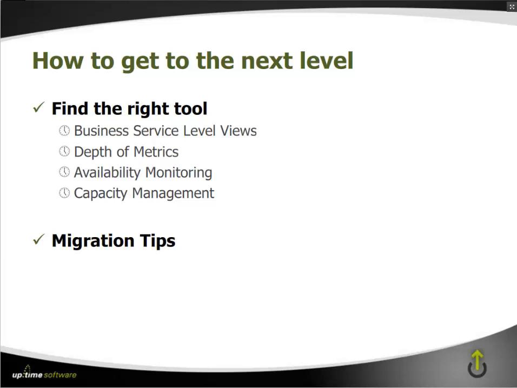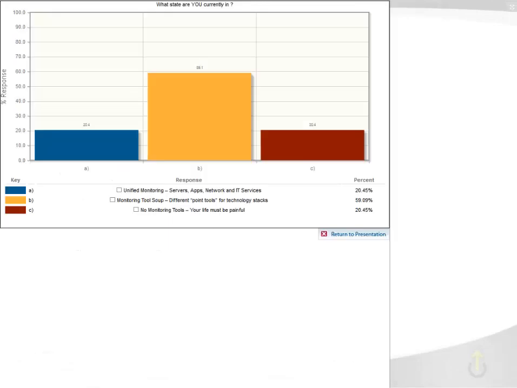And we can see from the results that about 60% of the people in attendance are in that middle bucket, which is the tool soup, which clearly is a pretty normal situation, right? So don't feel bad about where you're at. Clearly, this presentation will have some value for you in helping you get to that level of unified monitoring. And we're starting to see that the unified monitoring number as well as the no monitoring number are actually pretty even.